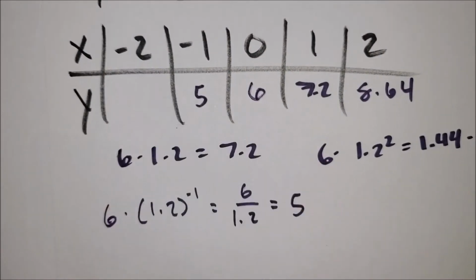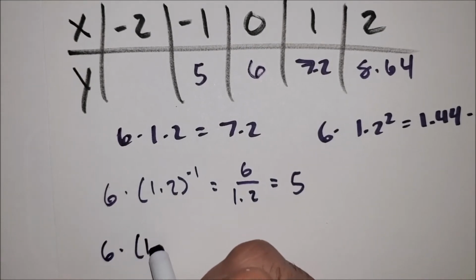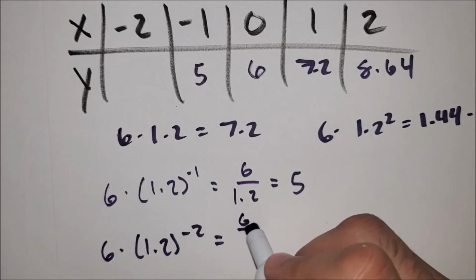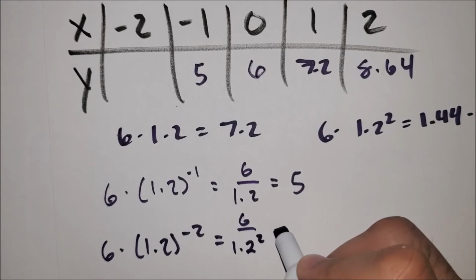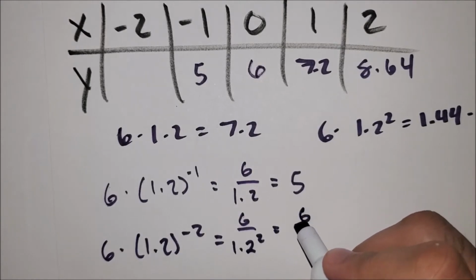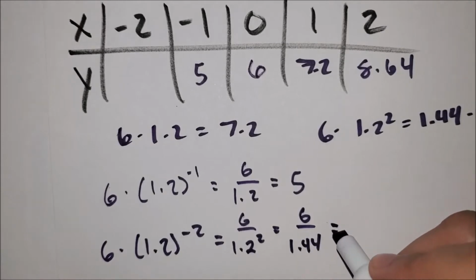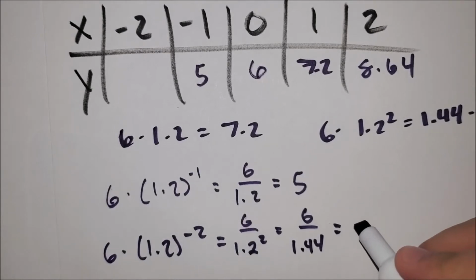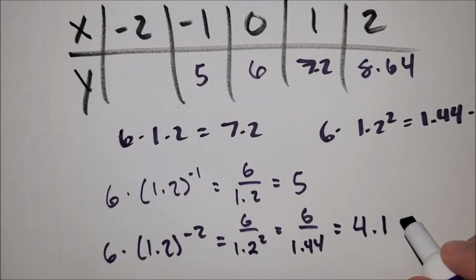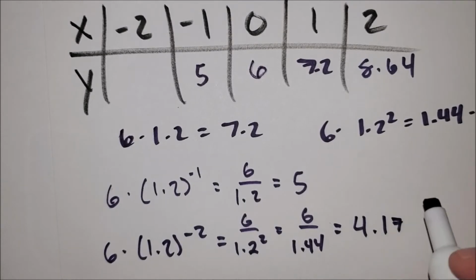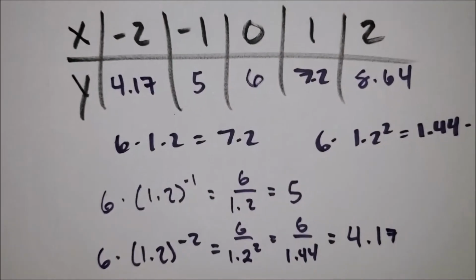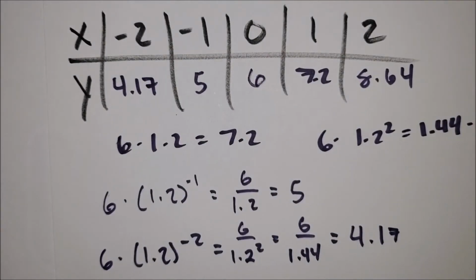And then when we do the negative 2, this is 6 times 1.2 to the power of negative 2. This equals 6 over 1.2 squared, which is going to be 6 divided by 1.44, which equals 4.16 repeating. We're going to go ahead and round it to 4.17. And we write here 4.17. And so we've completed our table.